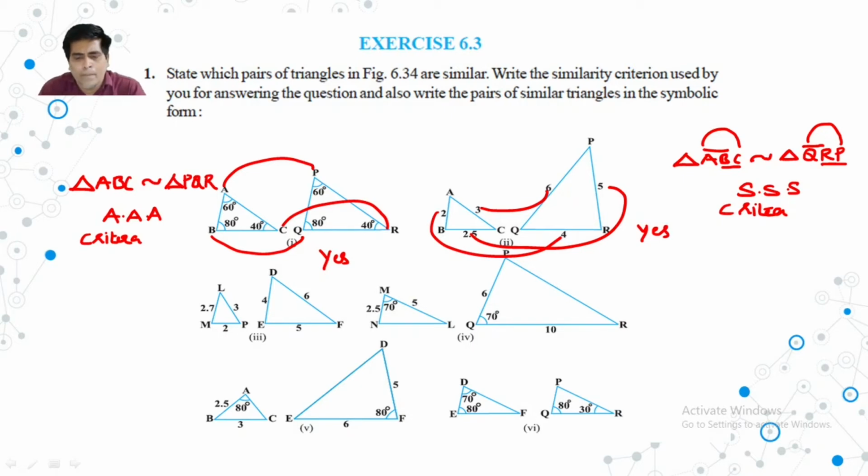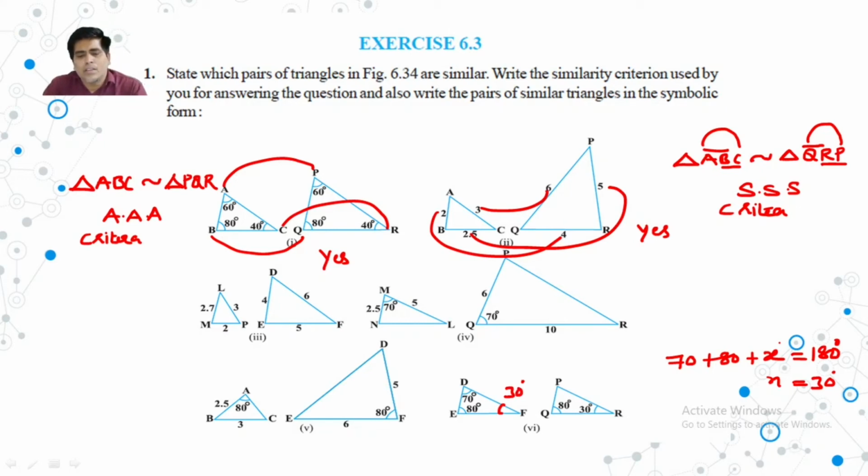Come to the sixth one. If in a triangle two angles are given, can't you find out the third angle? Why? Because the sum of the angles is 180. 70 plus 80 plus the third angle, which I am taking as X, altogether is 180 degrees. So X is clearly 180 minus 150, which is 30 degrees. So the missing angle in DEF is 30 degrees.